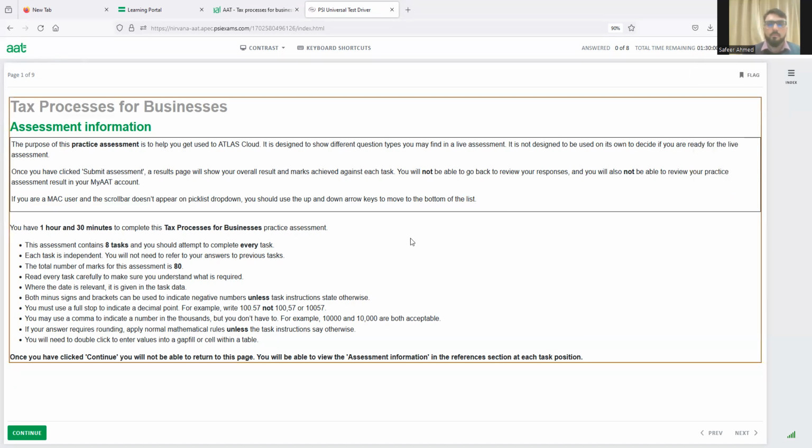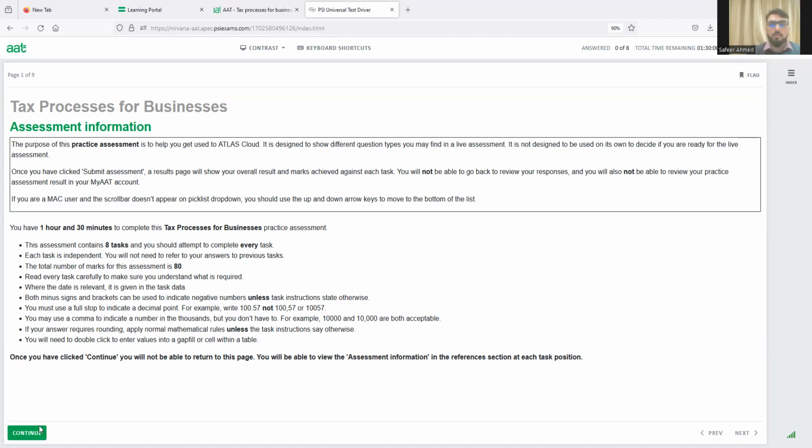Now, first of all, when you attempt an AAT practice assessment or your actual exam, always read these instructions carefully. As an example, as you can see, one of the bullet points says you must use a full stop to indicate a decimal point. So for example, write 100.57, not 100,57. If you enter it incorrectly, even though you've done everything correctly, you won't be awarded a mark because the software is set as per these instructions. So let's make a start.